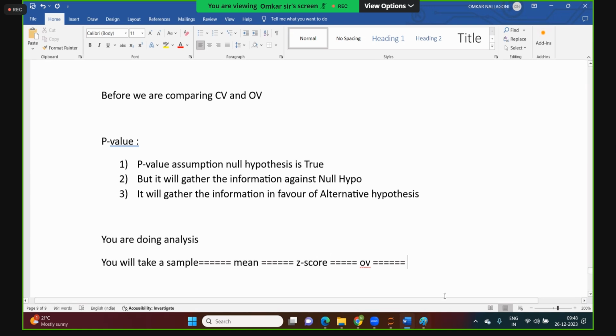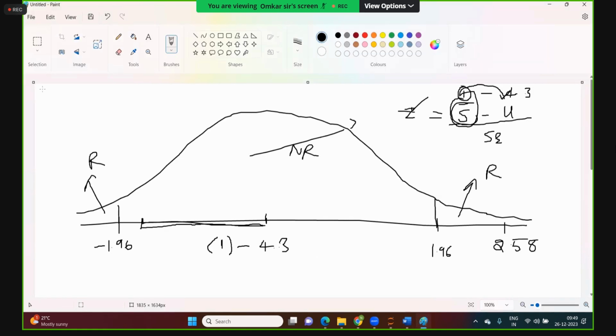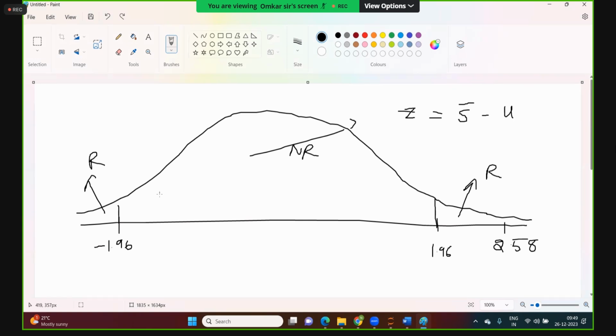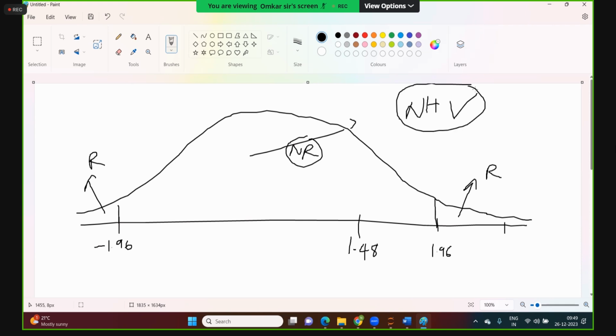Now let's come to here. You are saying that the observed value is equal to 1.48, suppose. Now the 1.48 value is here. So it is very clear 1.48 is in the non-rejection area. That's why you are saying that you are accepting the null hypothesis. So you stick to the null hypothesis, correct? The null hypothesis is true. This is very, very clear.